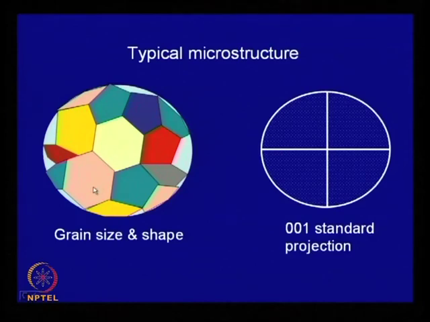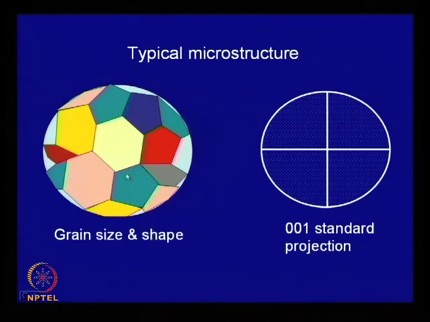You will have several grains, all differently oriented, and looking at the microstructure, an important parameter that you can find out is the grain size, the diameter of the grain, and its shape. You can also try to find out the average number of boundaries per grain. As we will see at the end of the lecture, I will leave this as an exercise: if you look at a microstructure, this will be some number between 5 and 6.